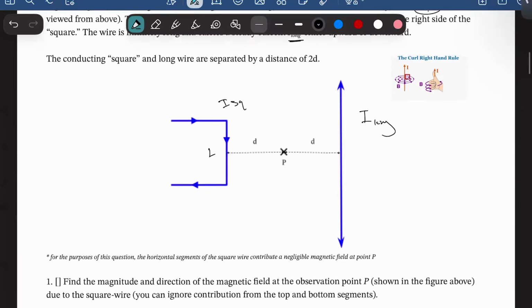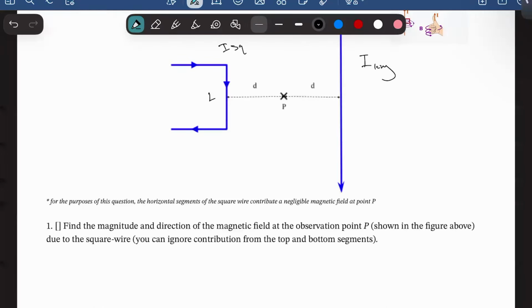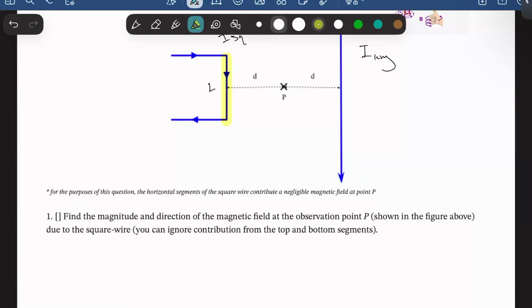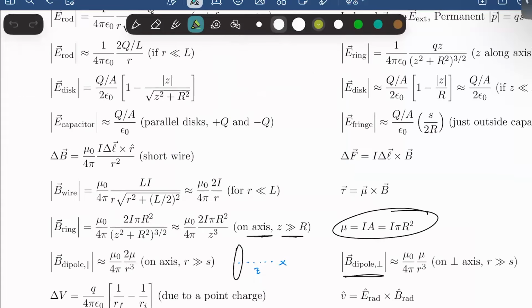And it has I long flowing down, but sorry, up or down, but we don't know yet. Find the magnitude and direction of the magnetic field at the observation location P due to the square wire. So again, just going to focus on this segment.